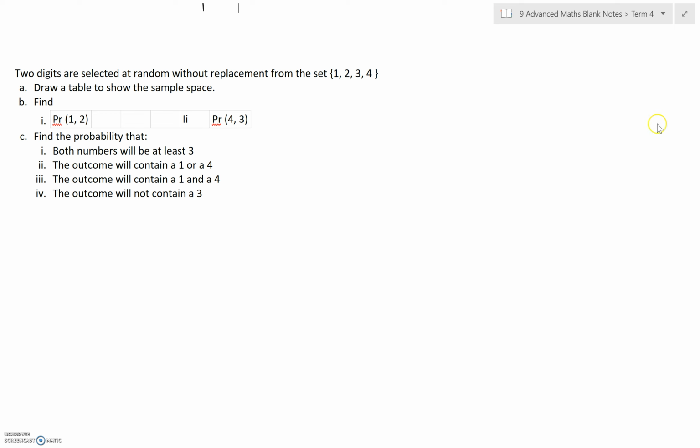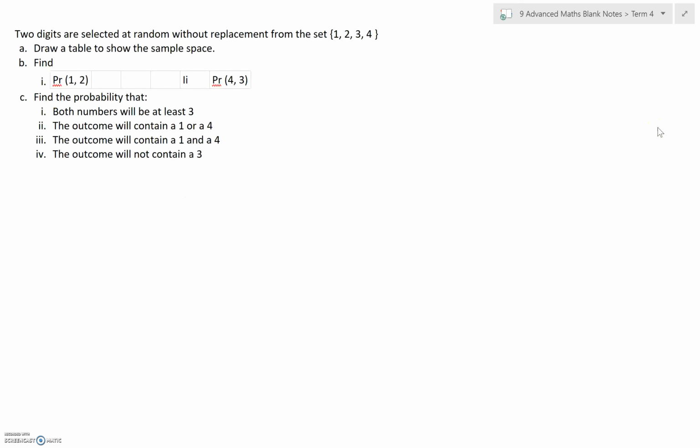The next question is where we're going to do one without replacement. So 2 digits are selected at random without replacement from the set 1, 2, 3, 4. So we're going to draw a table to show the sample space. So this one's going to be a little bit different.